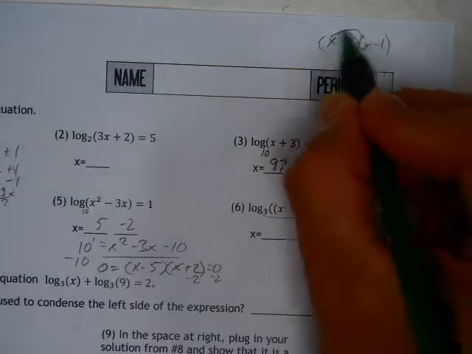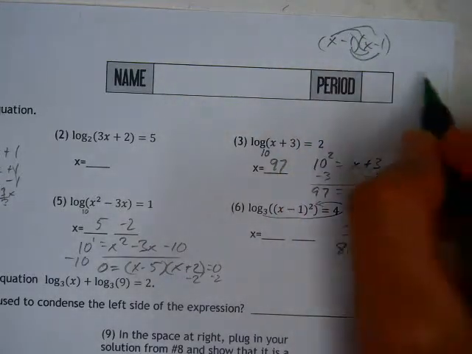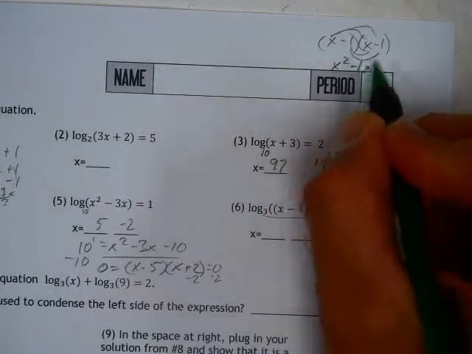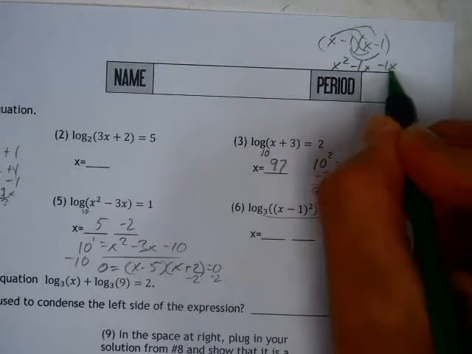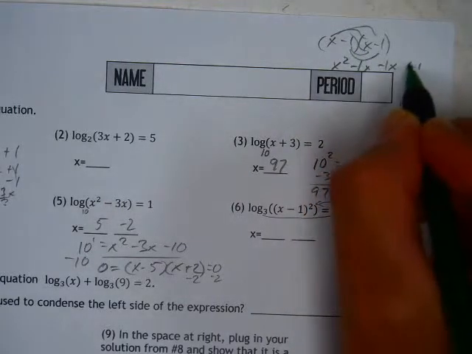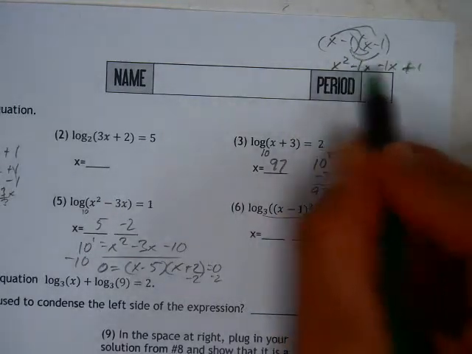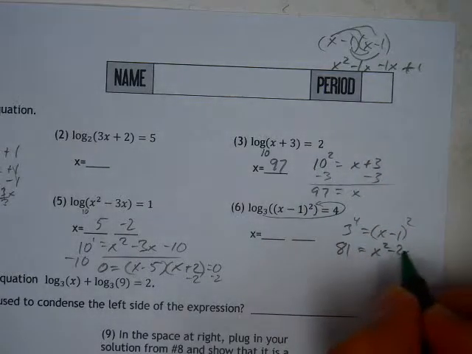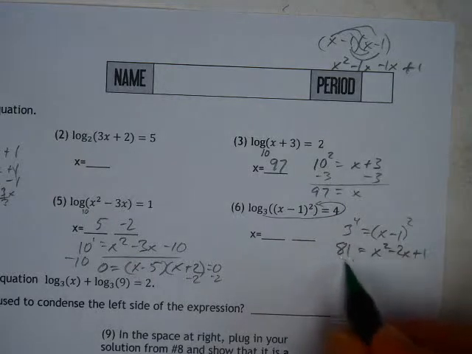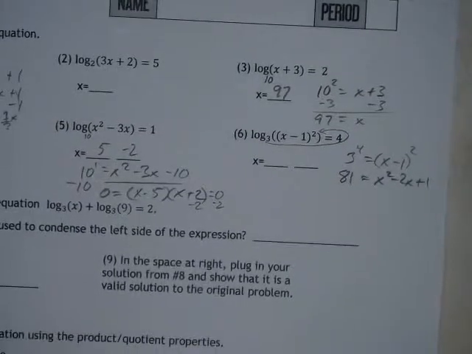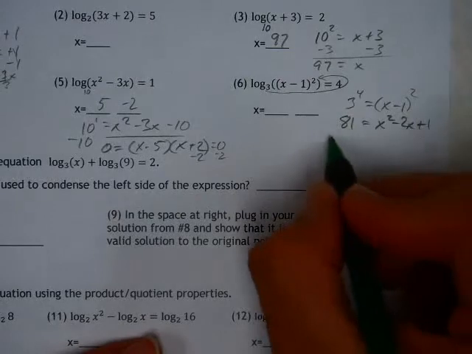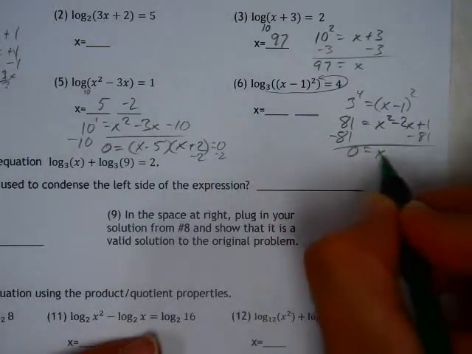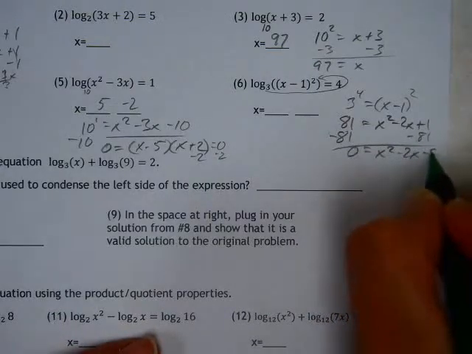And to FOIL it, you're going to end up with 4 terms temporarily that become 3 terms. x times x is x squared. Minus 1, the inner one is another minus 1, x. Lastly, you get a plus 1 without an x. But those give you 2 x's. So this can simplify to be x squared minus 2x plus 1. But now if you subtract the 81 from both sides, you get 0 equals x squared minus 2x minus 80.